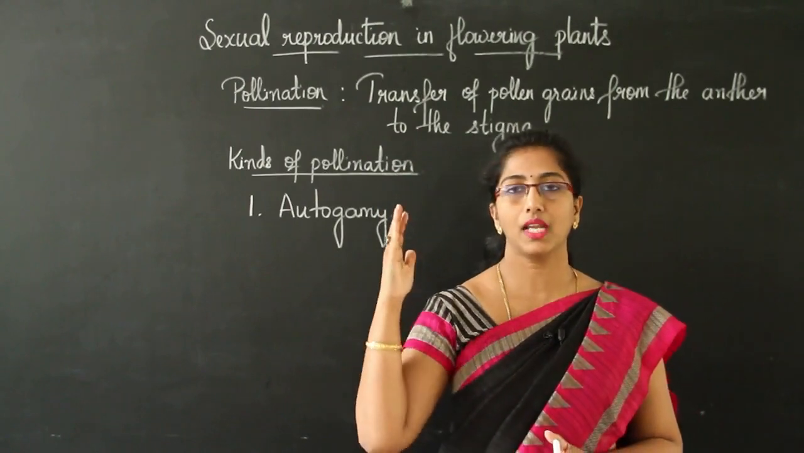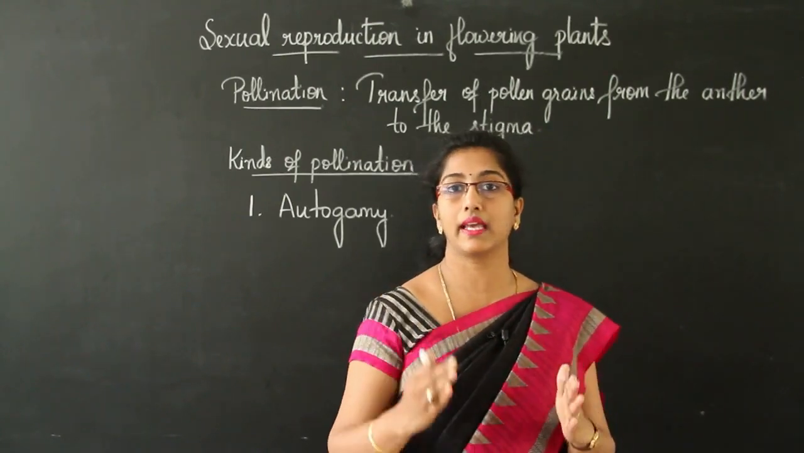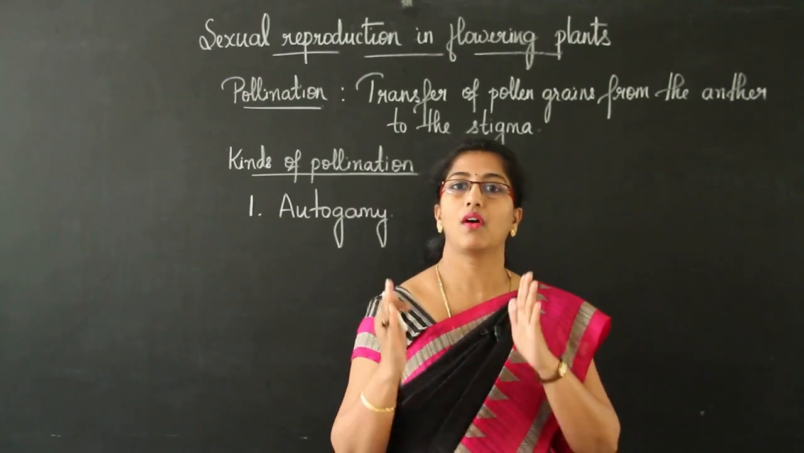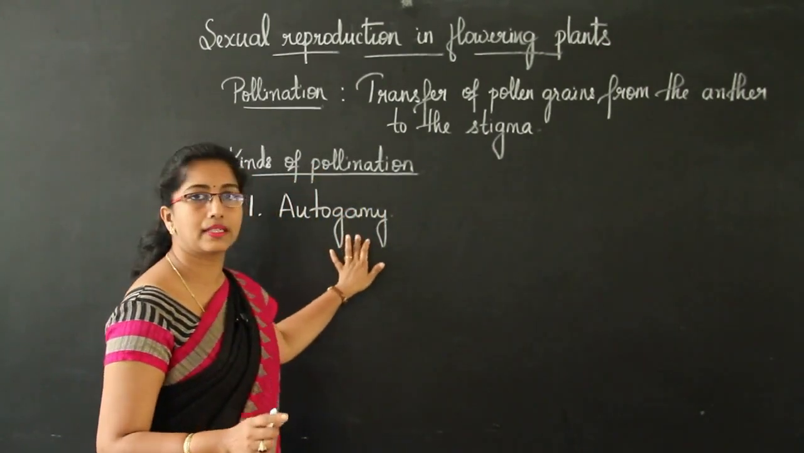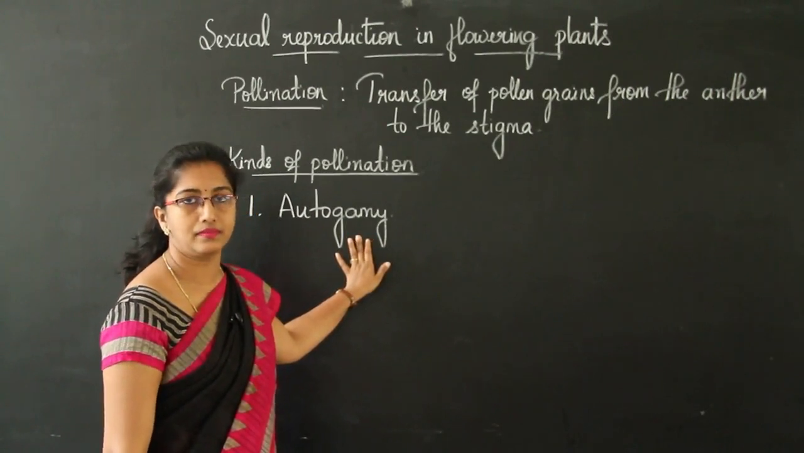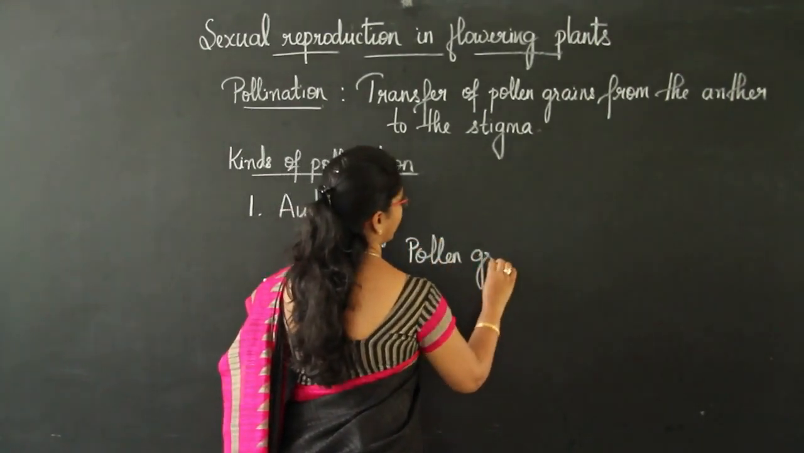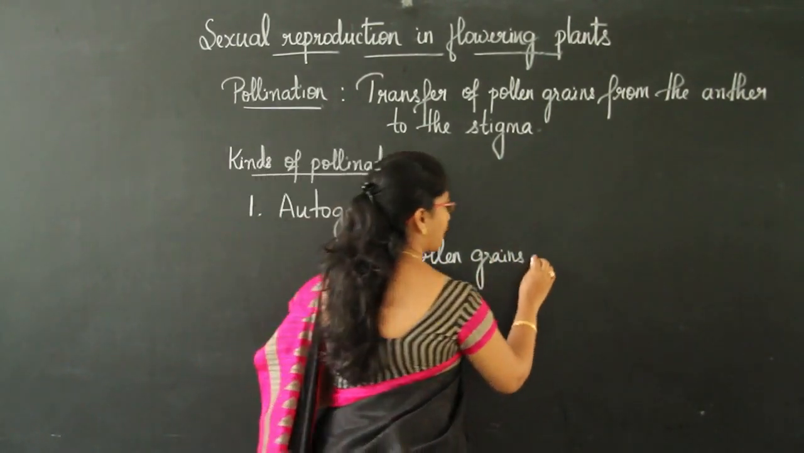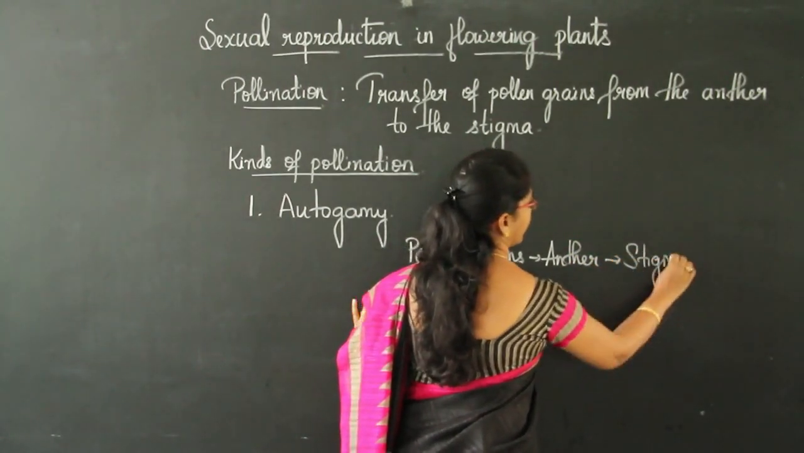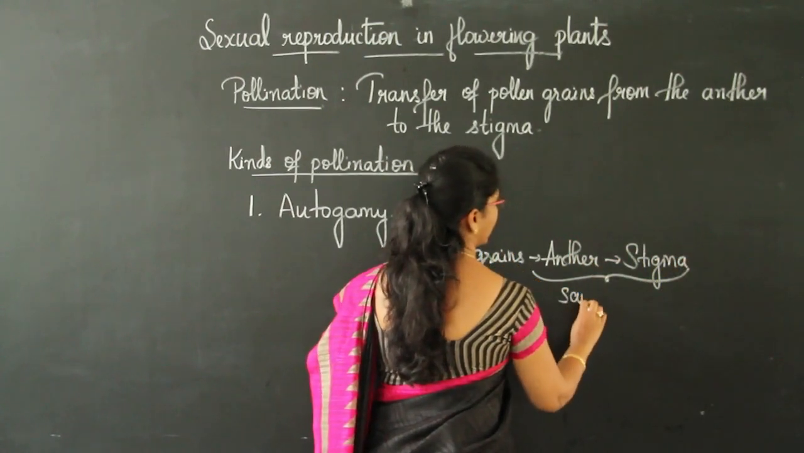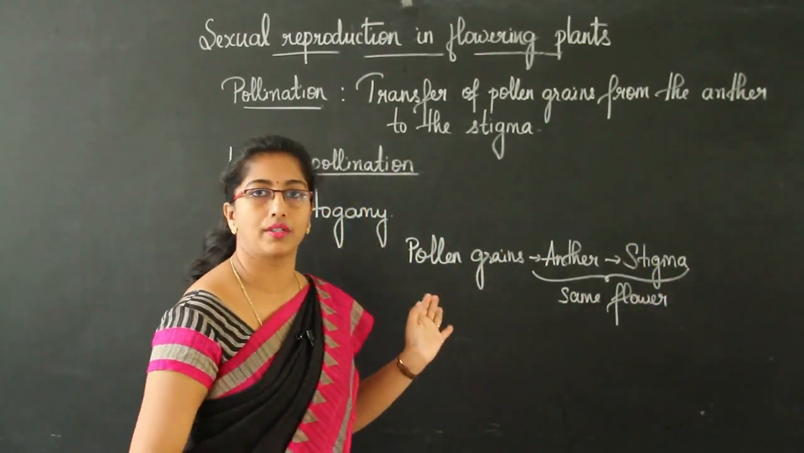Autogamy is nothing but the transfer of pollen grains from the anther to the stigma of the same flower. So here in autogamy there is only one flower involved. Here the pollen grains are transferred from the anther to the stigma, within the same flower. This is called autogamy.